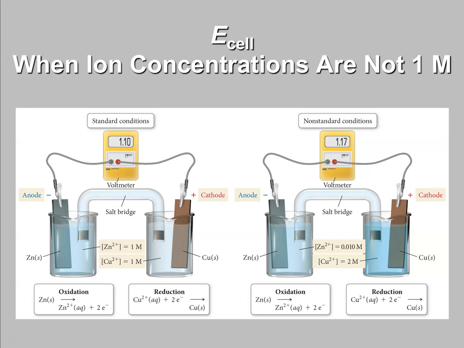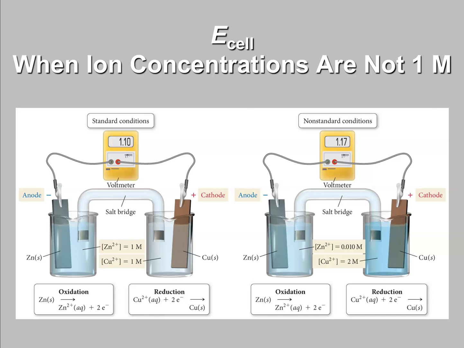Okay. So our goal here is figuring out E of the cell when the ion concentrations are not 1 molar. Now, without even using the Nernst equation, the cell wants to get to having 1 molar concentrations. So based on that simple fact that both beakers here want to get to 1 molar concentrations, you should be able to figure out from that perspective what we're going to do.